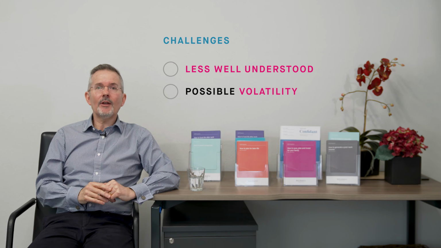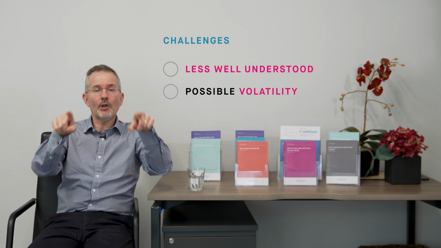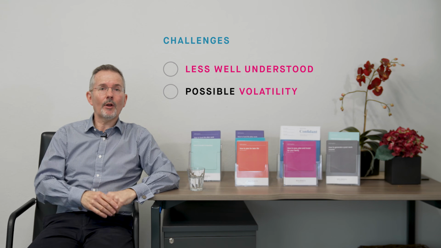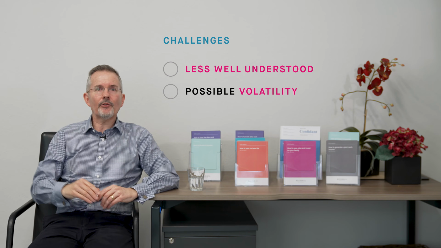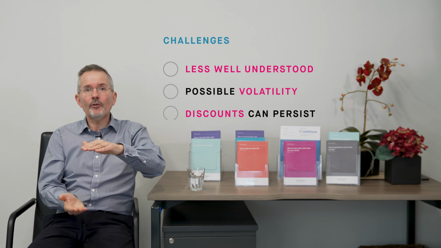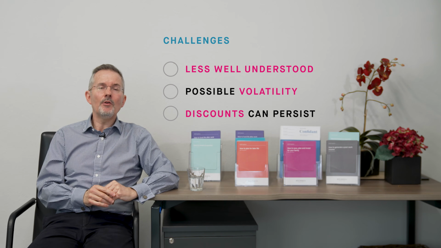You can get volatility in the underlying share price because there isn't a valuation exercise as there is with the unit trust that links the NAV to the unit price. These things can be volatile. Discounts and premiums can result as the share price swings around, and discounts, although they do sometimes close, can persist, and that can make some investors nervous.